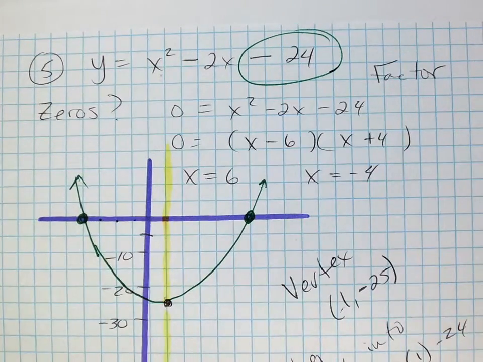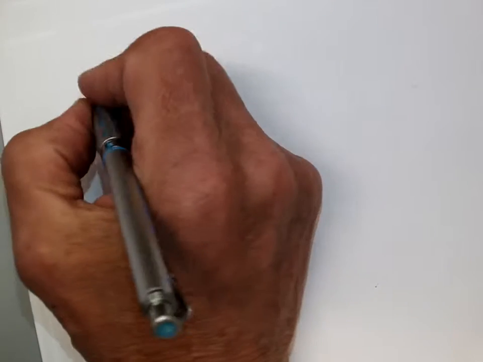All right, 6, here comes the easy stuff, okay? You ready for some easy stuff? Yeah, 6 is easy. Okay, number 6. Can you see that? Yeah.